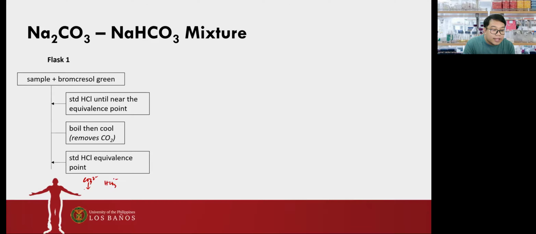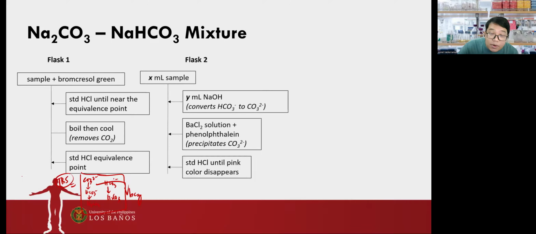So yung CO3 natin, makakonvert yan to bicarb. Yung bicarb makakonvert to carbonic acid, H2CO3. At itong buong to, ito yung ating BCG. Okay? And this corresponds to the total basic strength of the mixture.